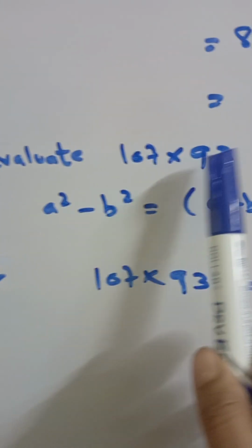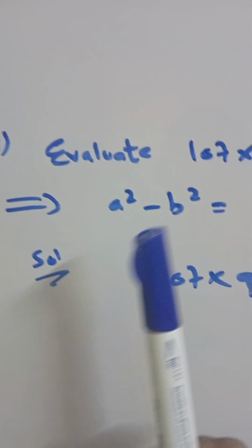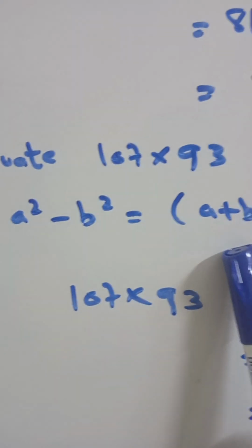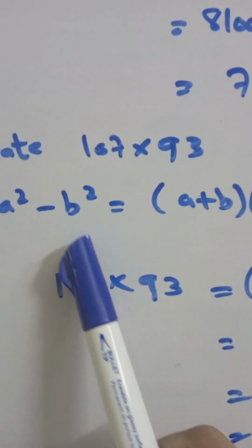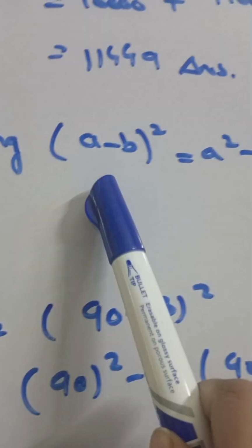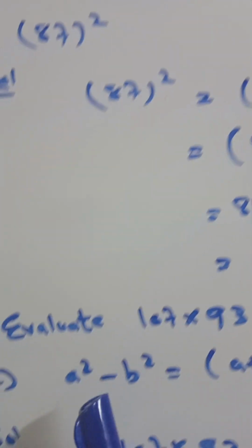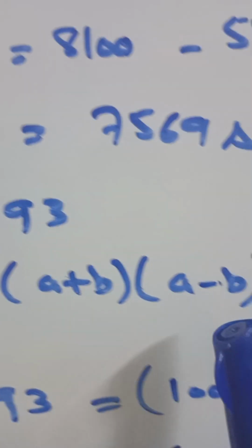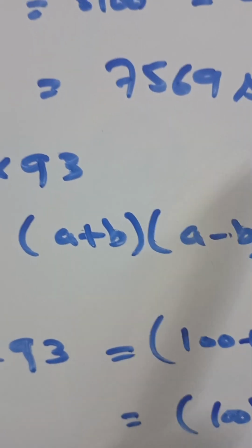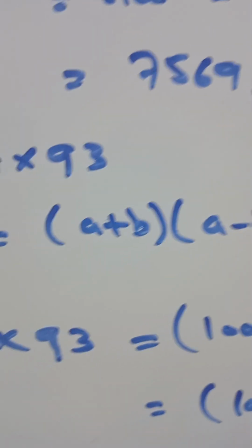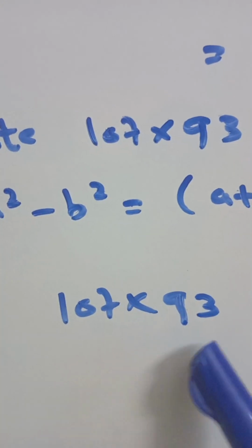Evaluate 107 into 93. Now they have given us a new formula: a square minus b square equals (a plus b)(a minus b). So a square minus b square. This is not (a minus b) whole square. Now here it is a square minus b square. It will open like (a plus b) into (a minus b). No matter what the order is, you can say a minus b first or a plus b after that. It doesn't matter. Okay. Now 107 into 93.